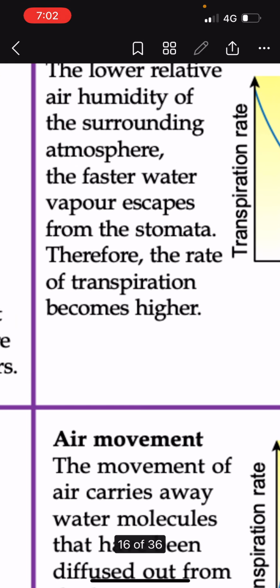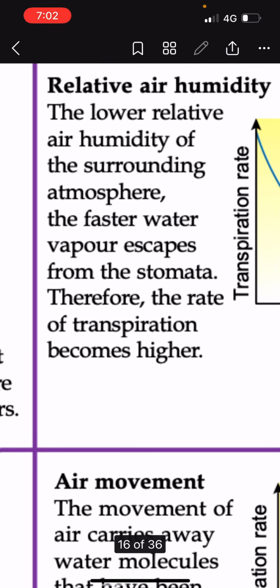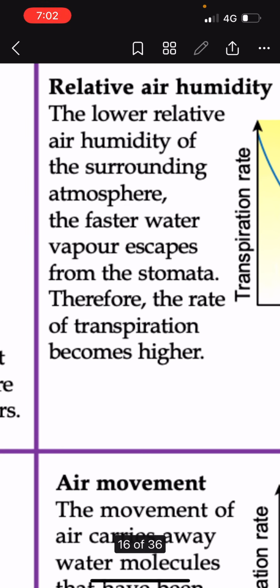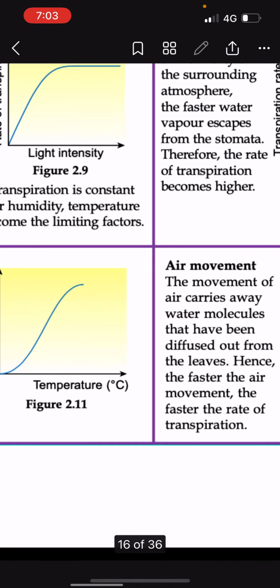Sebab bila ada banyak sangat water vapor dekat dalam udara yang sedia ada, this water vapor will block the water vapor inside the leaf to escape. Okay, kalau dekat udara kurang water vapor, okay, so water vapor inside the leaf can escape easily through the stomata. That's the explanation lah.